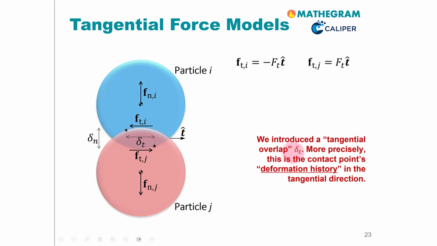This tangential overlap is, as I said before already, the contact point's deformation history in the tangential direction. This is important for you because in many DEM tools we speak of a so-called history model, and this refers to this tangential overlap.